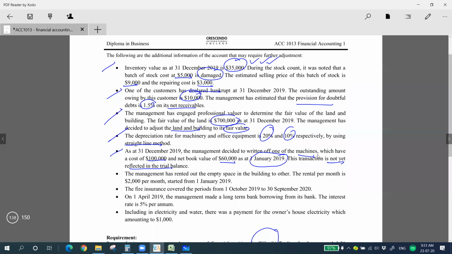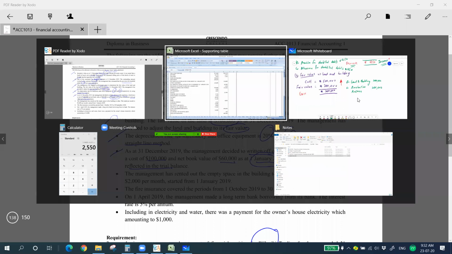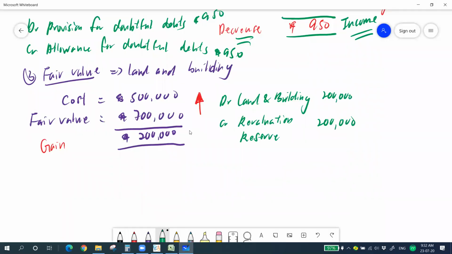Then at the end of the year, 31st December 2019, the management decided to write off one of the machines, which has a cost of 100,000 and net book value of 60,000. They say that this 100,000 and 60,000 is the value at 1st of January 2019. This transaction is not yet reflected in the trial balance. So we can calculate the depreciation for office equipment first because there is no linkage with the next one. All right. So number 4.